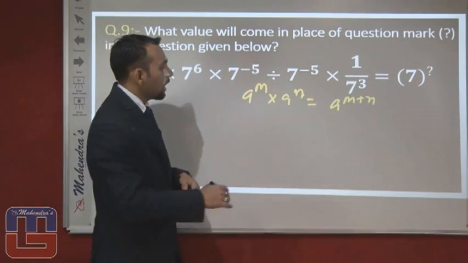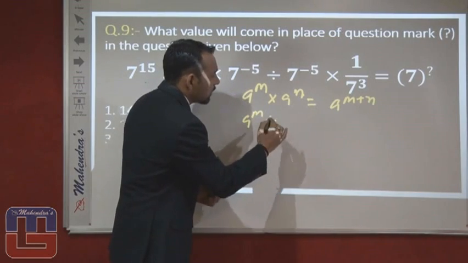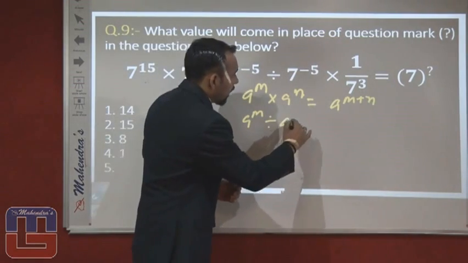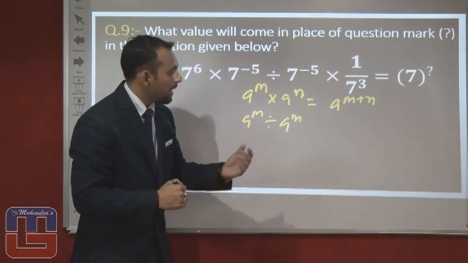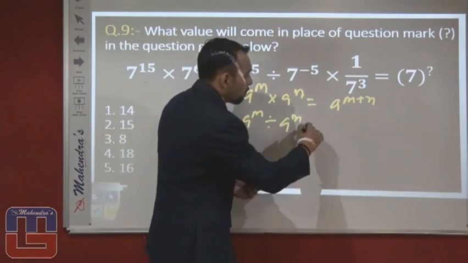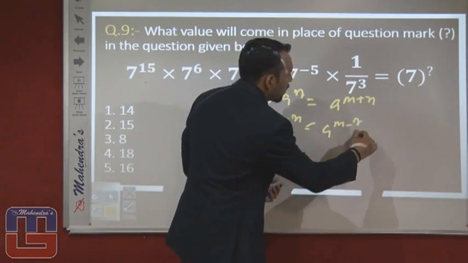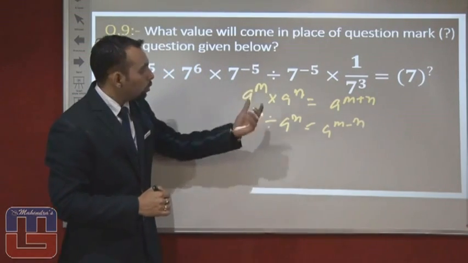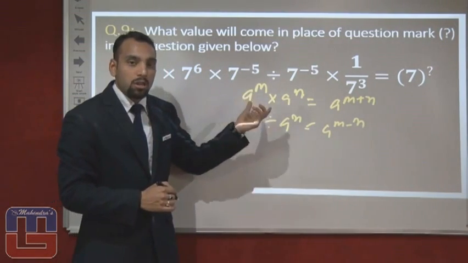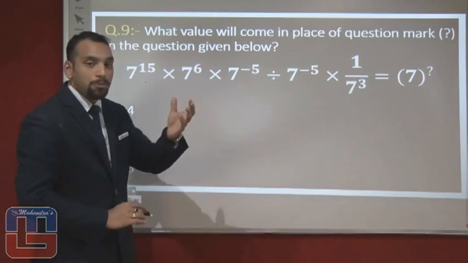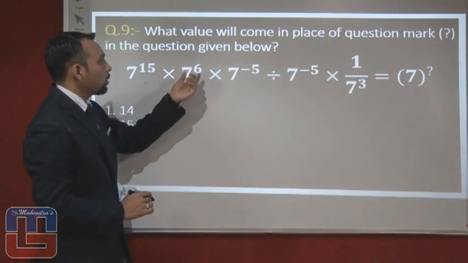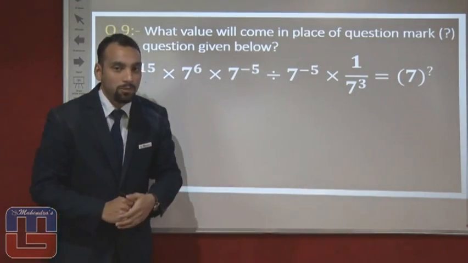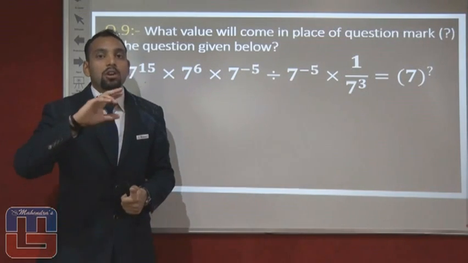On the same case, if we have given the sign divide, a to the power m, a to the power n, and the sign is divide, so power will be subtracted, or you can say we have to subtract the power. So we will follow the two properties in this question. Now see, this is 7 to the power 15, 7 to the power 6, 7 to the power minus 5. How we will solve? We will solve directly.